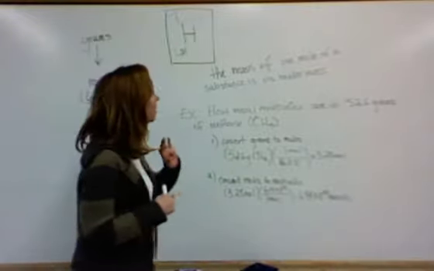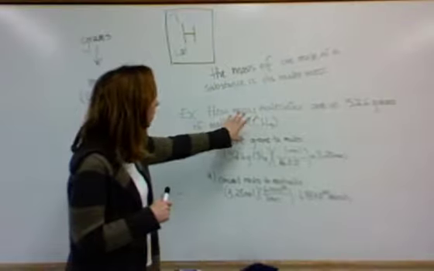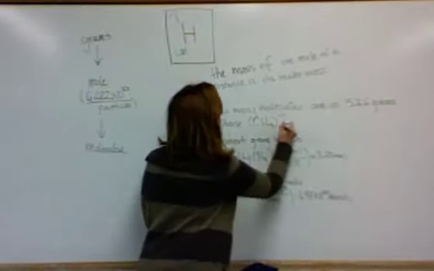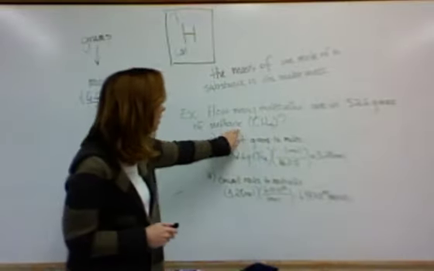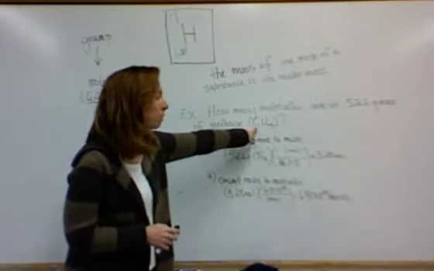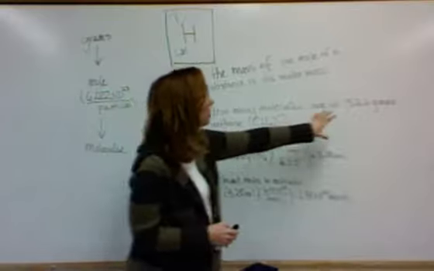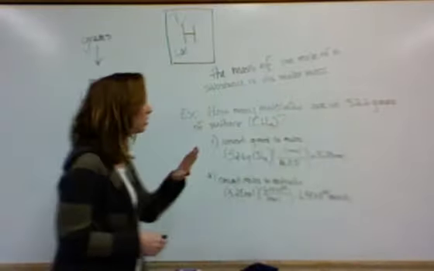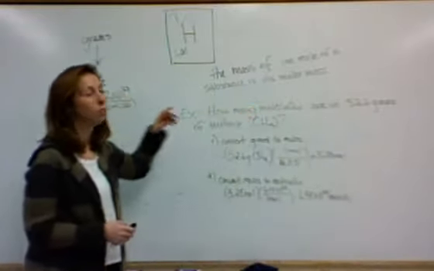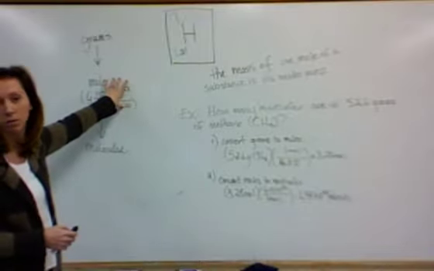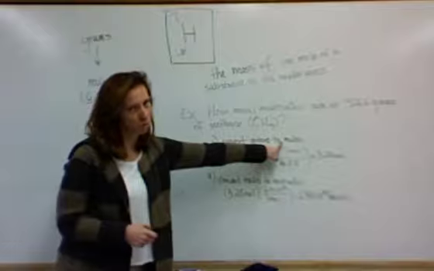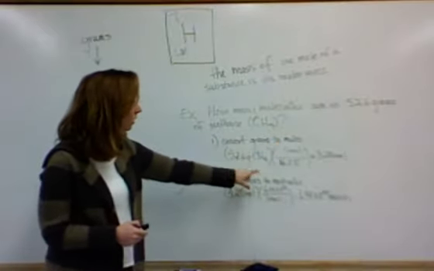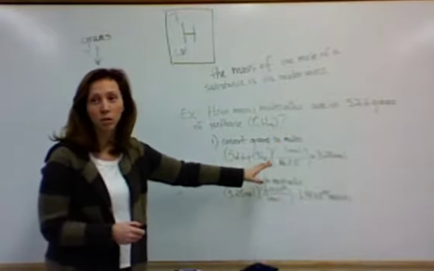The example we're going to use today is: how many molecules are in 52.6 grams of methane? Methane is a gas. Its formula is CH4. If you're given grams, in order to figure out how many molecules, you have to first figure out how many moles. So first, we convert grams to moles. Hopefully you remember this. There are a few ways to do this. I'm going to show you the dimensional analysis way.